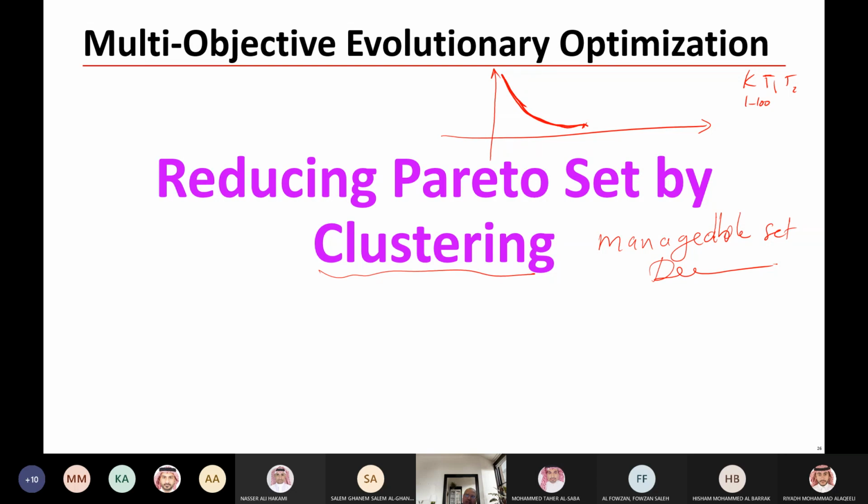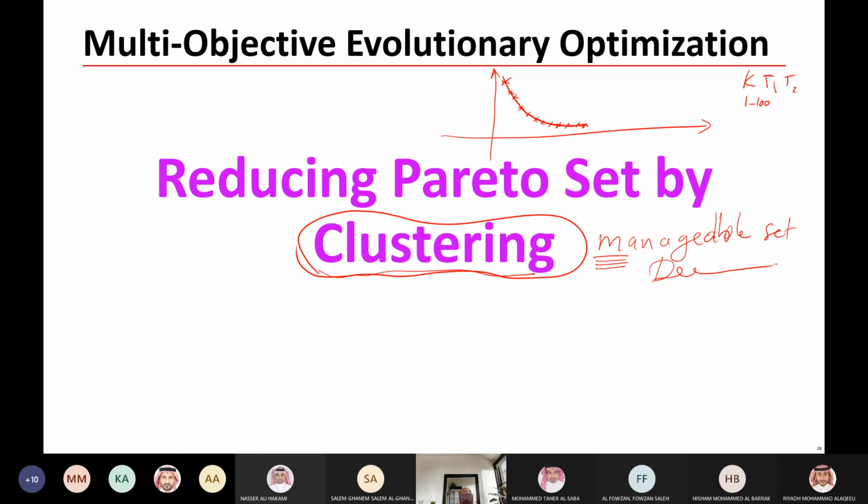So in this case, we need to limit the size of the Pareto optimal set by doing some clustering. We need to eliminate some points here, and we need to have a representative and manageable size of the Pareto set. So usually in multi-objective optimization, we need clustering.